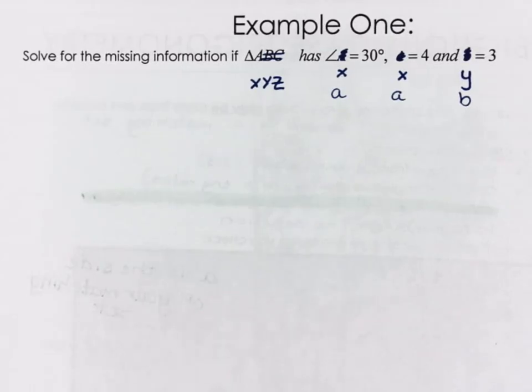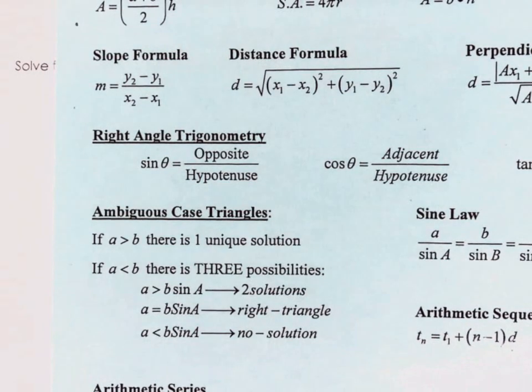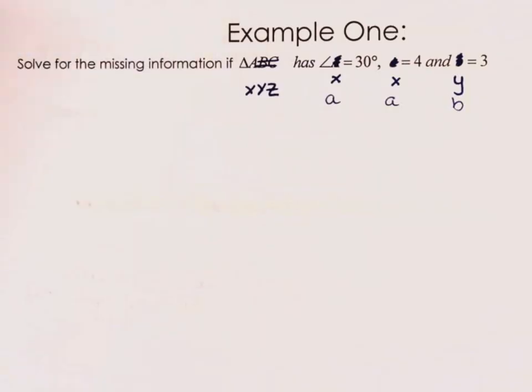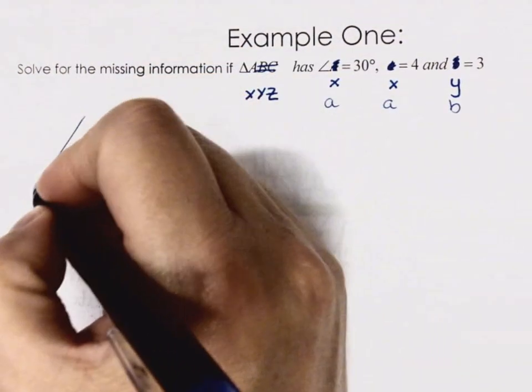So is A greater than B? Yes. So what do we know if A is greater than B? There's only one unique solution. So there is 2.3, one unique solution. We're going to go ahead and draw our triangle.